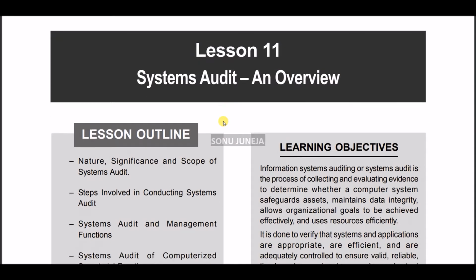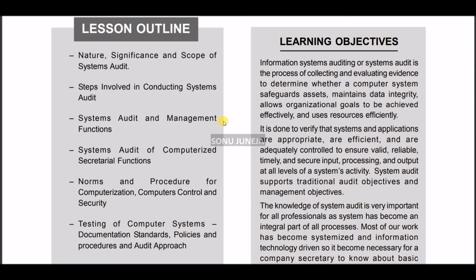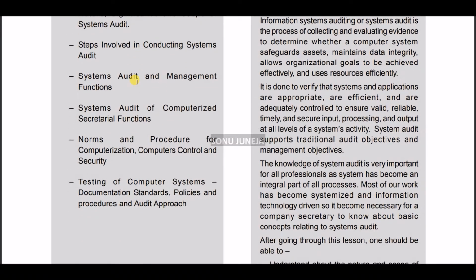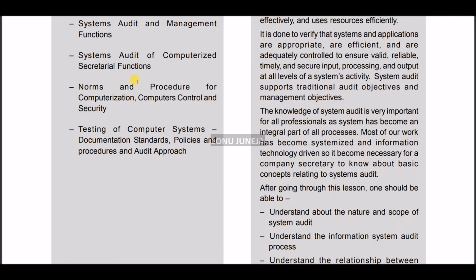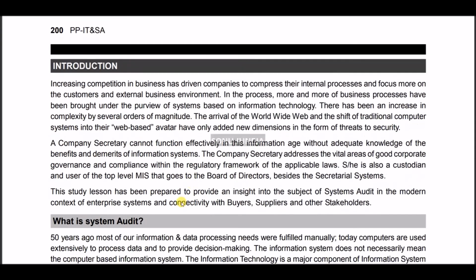So I believe let's just begin with the last chapter. System audit is all about the nature and significant scope of system audit, steps involved in conducting system audit, management function, and system audit of computerized secretarial function, norms and procedures for computerization, computer and control security, testing of computer system, documentation standard, policies and procedures, and audit approach. With respect to this, let's begin.